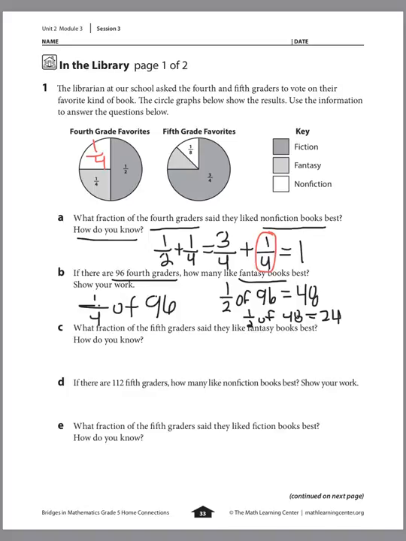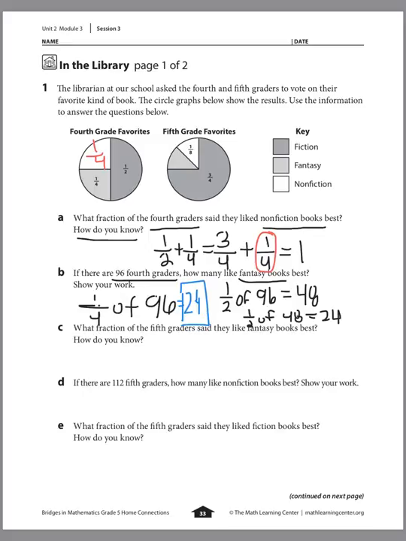So 1/4 of 96 equals 24. Also, I can think 96 divided by 4, which is also 24. Is that right? Is 24 times 4 96? Yes, it is. And so how many 4th graders liked fantasy books? There's our answer, 24 4th graders.